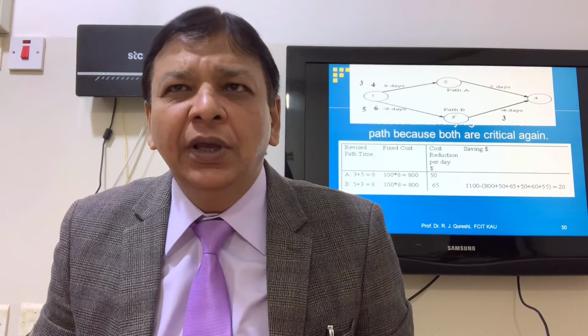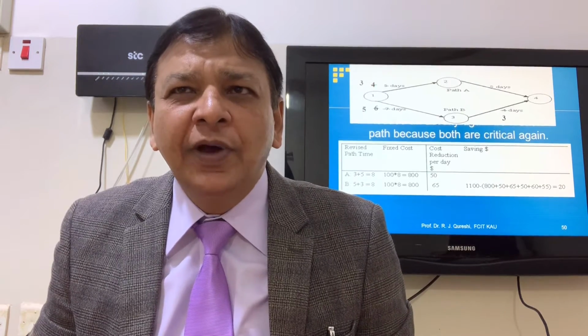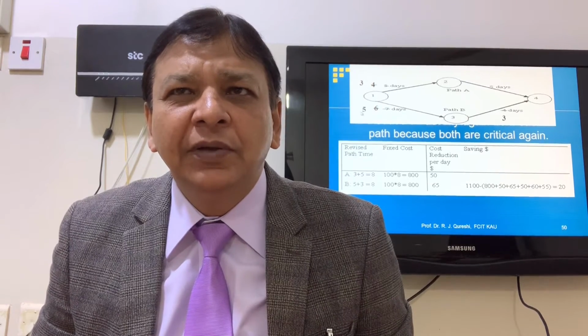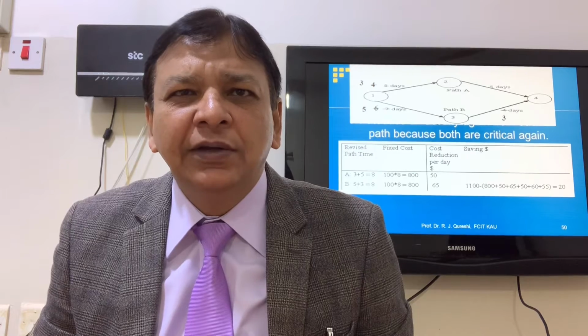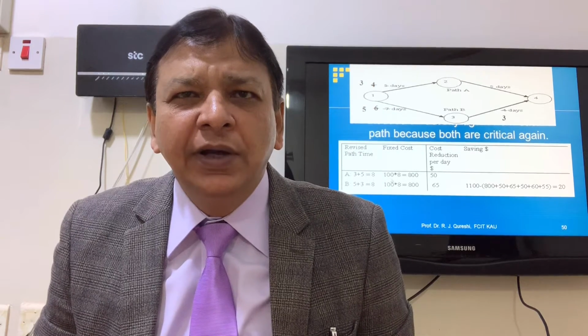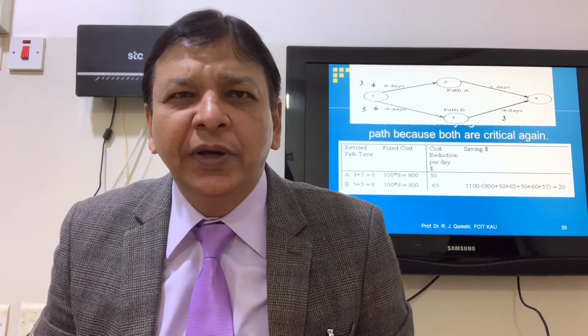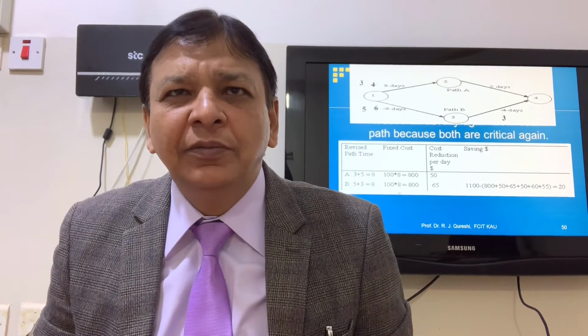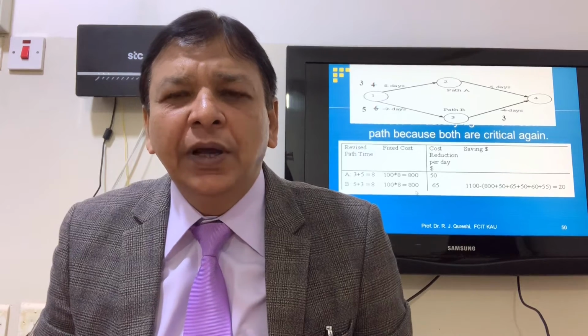3 plus 5, 8 from path A, and 5 plus 3, 8. Because we cut down 1 day from 1 to 3, it will become 5. So 5 plus 3, 8. 8 into 100, 800. Extra cost we spend from path A, 1 to 2, $50, and from 1 to 3, 65.